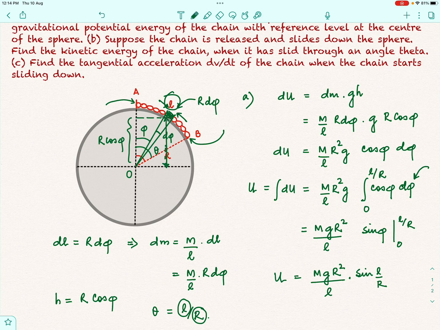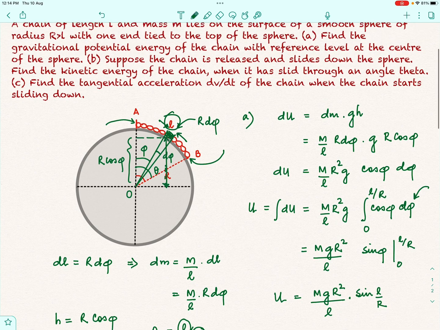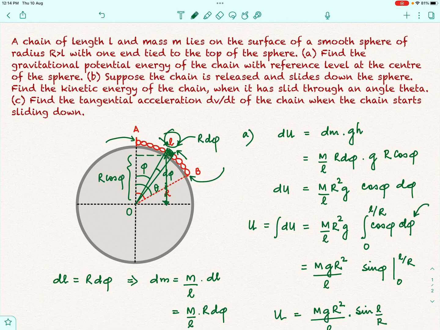Now, let us go to the second part of the question. In the second part, it is said that the chain is released and it slides down the sphere. We are supposed to find out the kinetic energy of the chain when it has slid through an angle theta. See carefully that since we are supposed to find out the kinetic energy, once again directly finding out the kinetic energy of the chain will be slightly difficult.